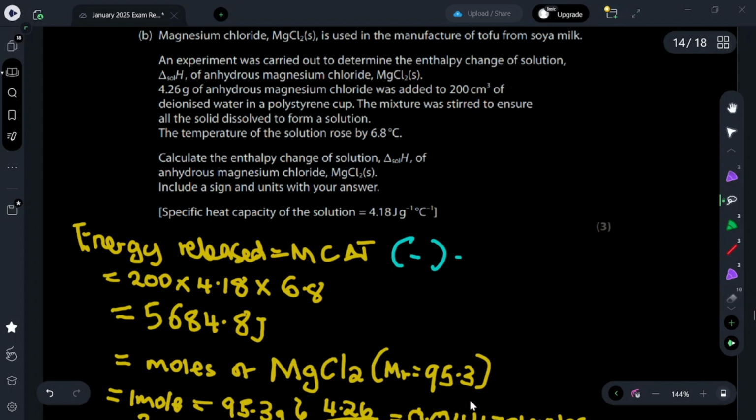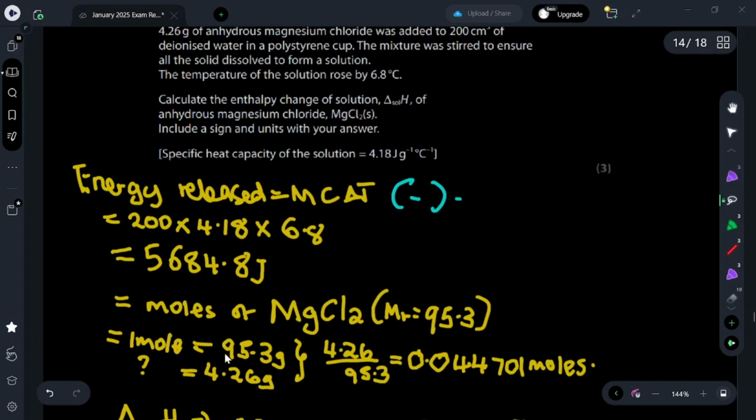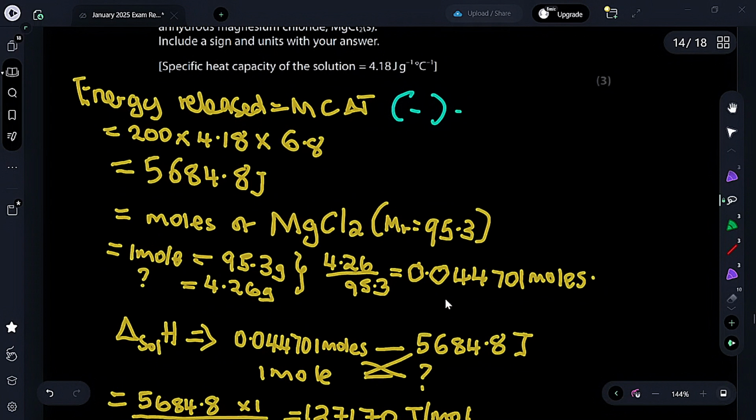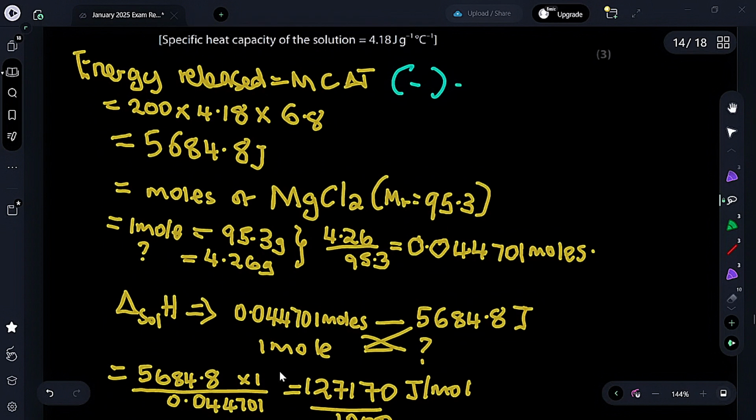Let's get the number of moles of the magnesium chloride anhydrous. We already have the molar mass, 95.3, and we know molar mass is the mass for 1 mole. We have a mass of 4.6. So when we divide the mass by the molar mass, we get the moles of the magnesium chloride. So these moles are the ones that make the solution produce an energy of 5,684.8 joules, or about 1 mole, going to the molar enthalpy change of solution.